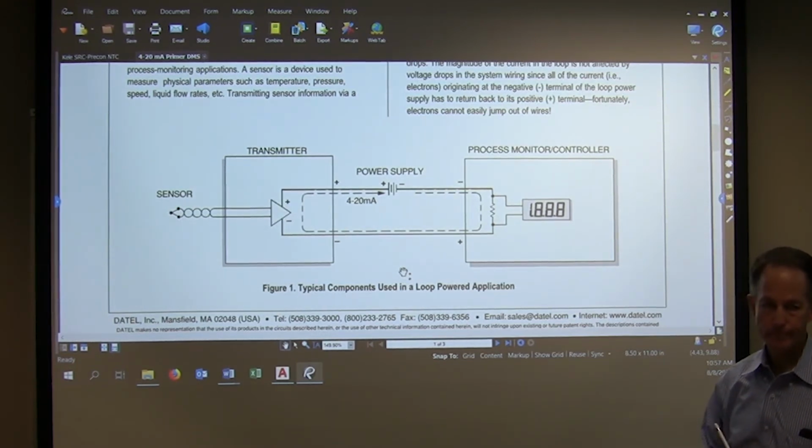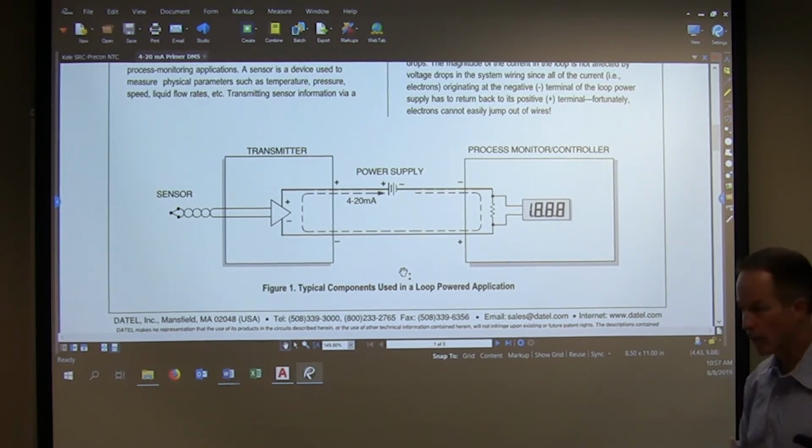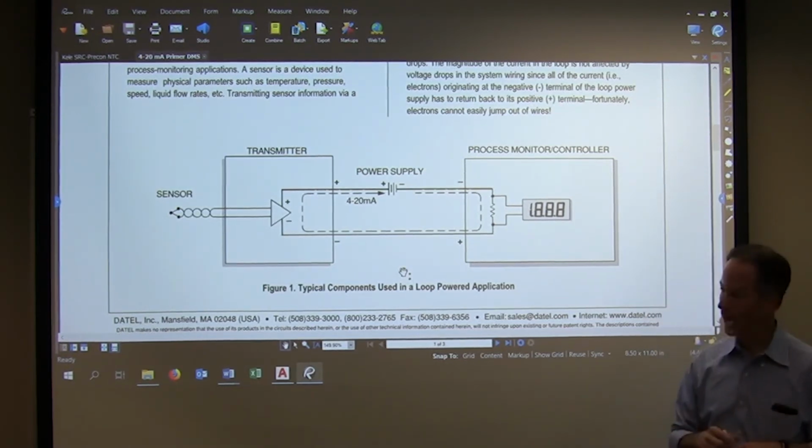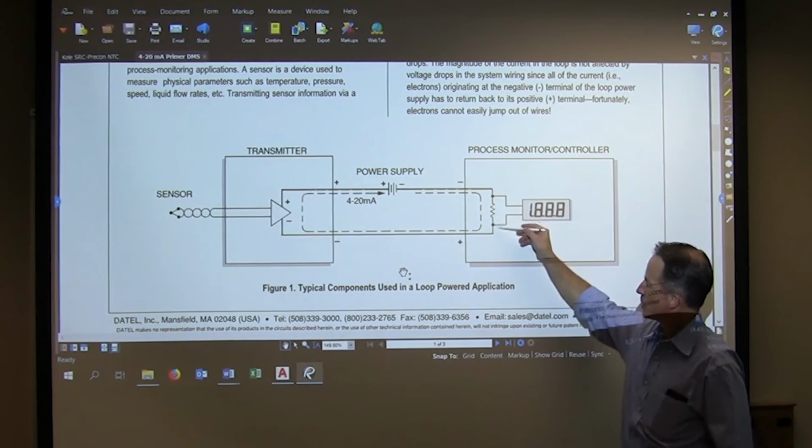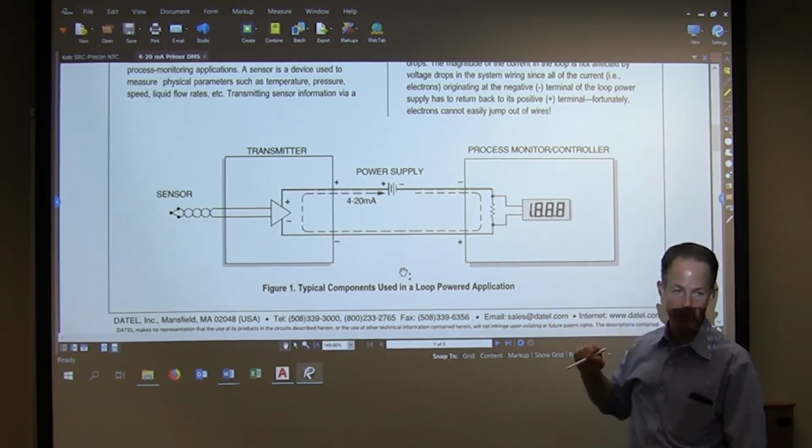So the other way that we can overdo a power supply is if I have a couple of these in series.